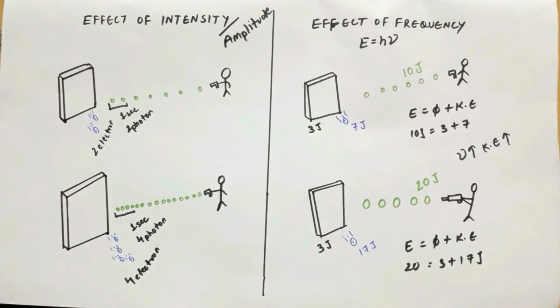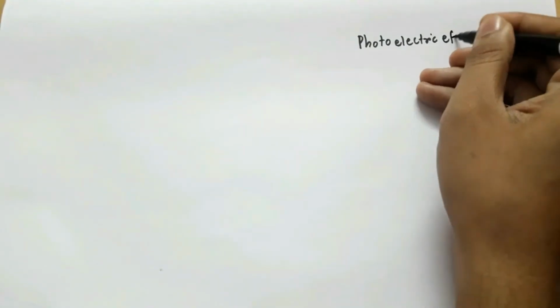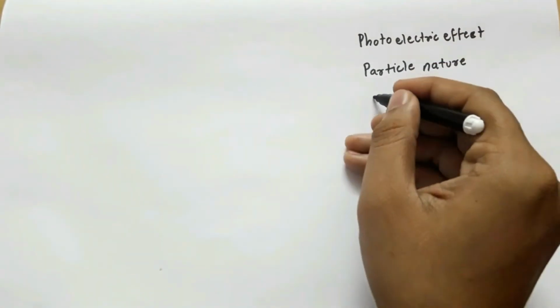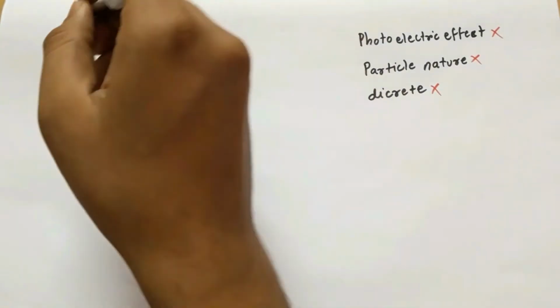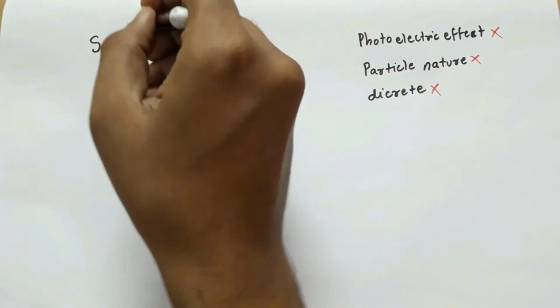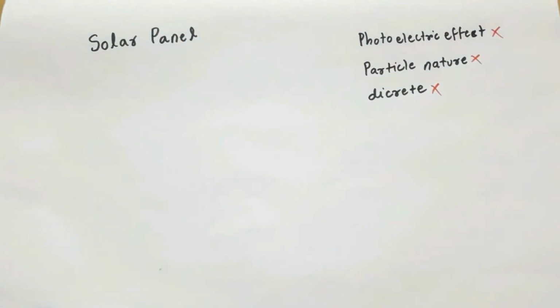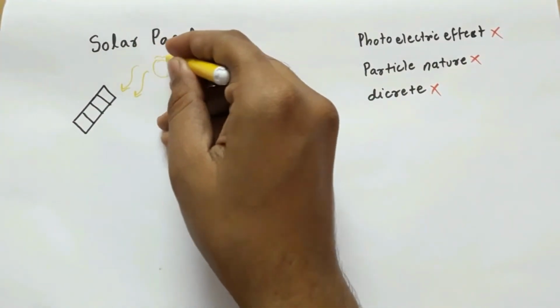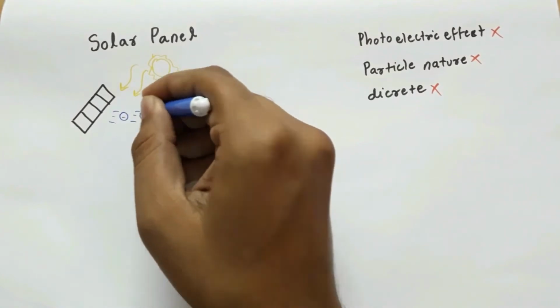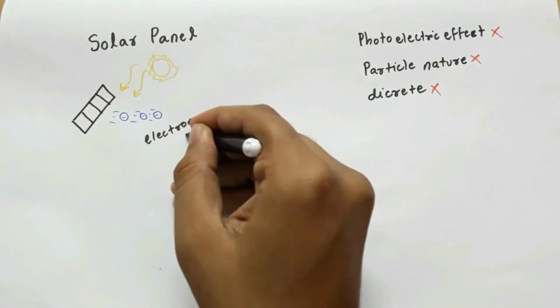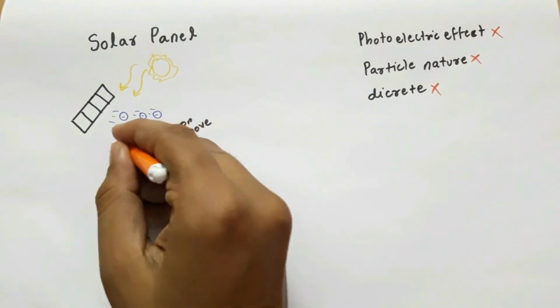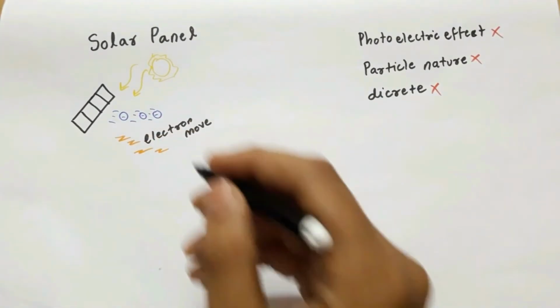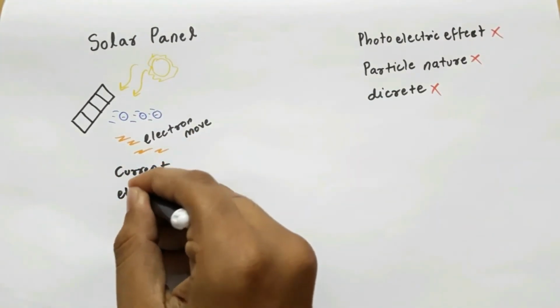Observation of the photoelectric effect has proved the particle nature of light and the discrete nature of light. Without the photoelectric effect observation, the particle nature and discrete nature would not have been possible. Solar panels are based on the principle of the photoelectric effect, which is very simple. When sunlight falls on the solar panel, electrons are ejected, and when electrons are moving, current is produced, thus electricity is produced. It is a very simple principle to understand.